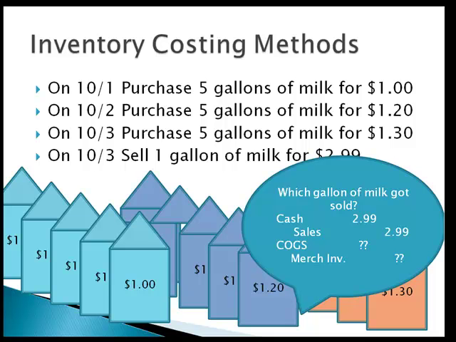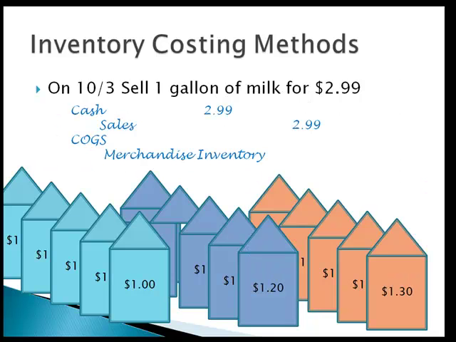How do we do that? Really, the company decides what policy we're going to use. There are different types of policies that we can use. On 10-3, if we sold 1 gallon of milk for $2.99, we don't know which one we're going to record.